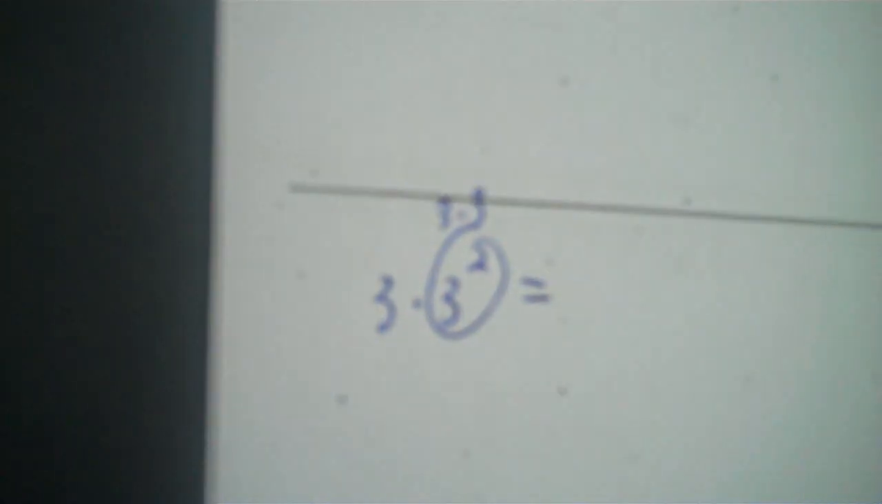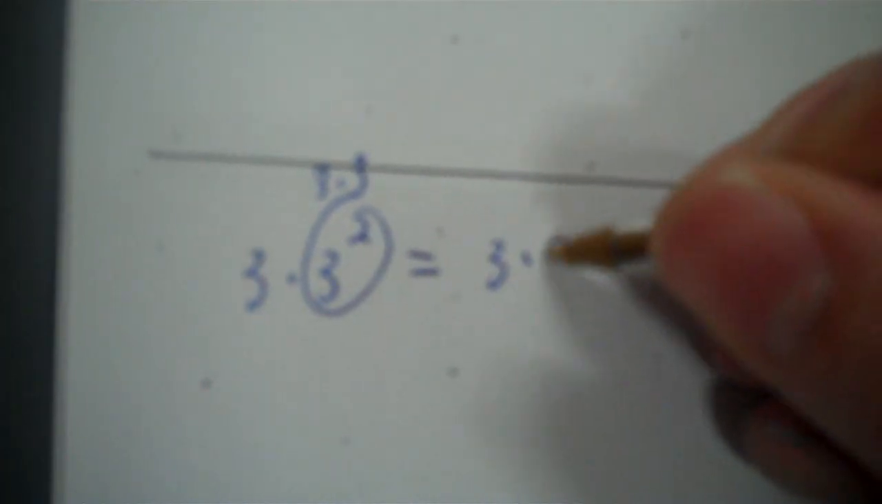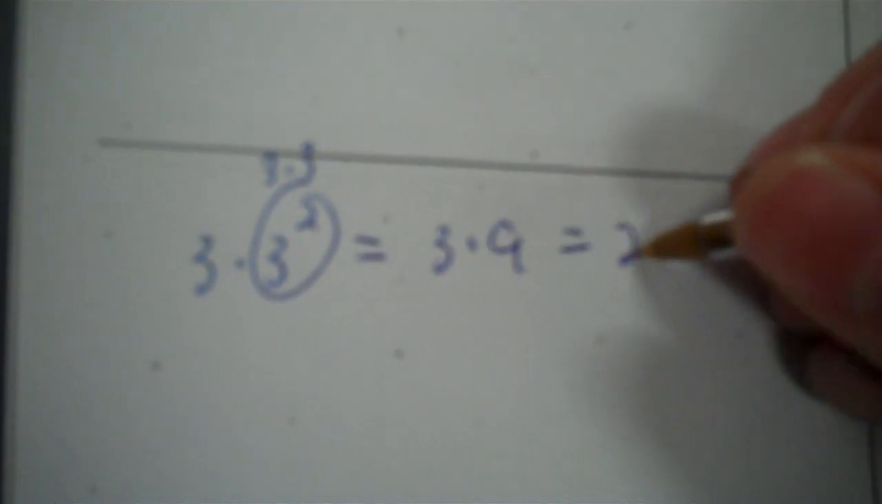Now I'm going to replace the x with 3. Now before we multiply, we've got to find out what 3 to the second is. So that's 3 times 3 to the second. Well, 3 to the second is 3 times 3. That's 9. So it equals 3 times 9, and 3 times 9 equals 27.